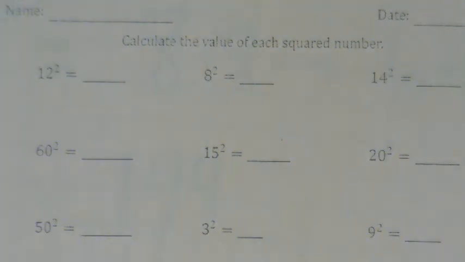12 squared. 12 times 12, not 12 times 2. 144. Bigger numbers, you can use a calculator, but let's do this quickly. Good. We'll glue this in a little bit later. I think it's too many. No, one too many zeros. Good.